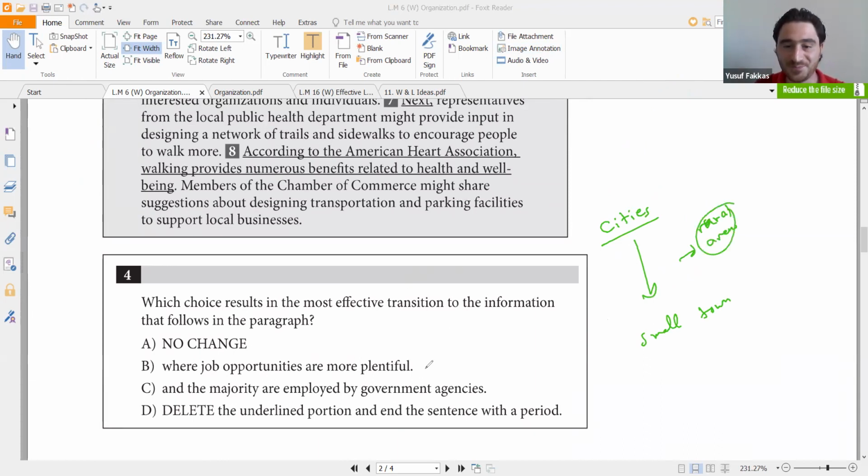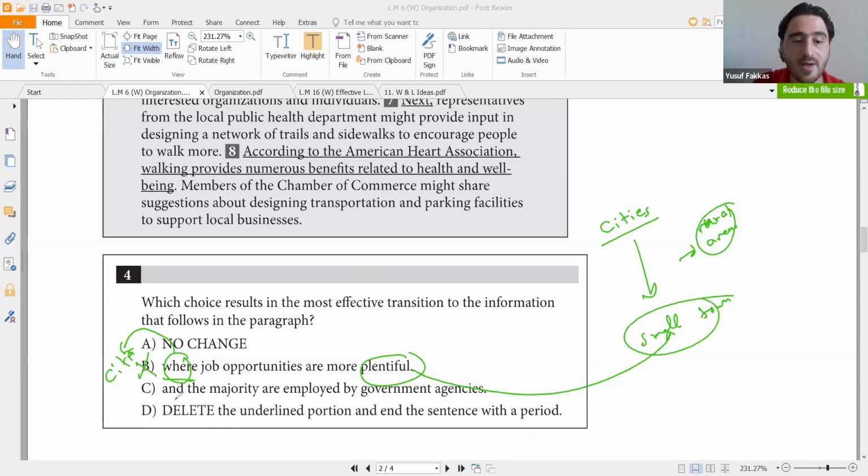Okay? Now, if we choose B, where job opportunities are more plentiful. Okay, here, this relative pronoun where will be referring to what? It came after the word cities. So I'm talking about cities where job opportunities are more plentiful. Okay, good. So you are still talking about cities. And in this part, you are mentioning that there are more job opportunities, but then you gave the example about small town. That's still not consistent because where as a relative pronoun is still referring to cities. And again, the following example is about rural areas. Does it work?